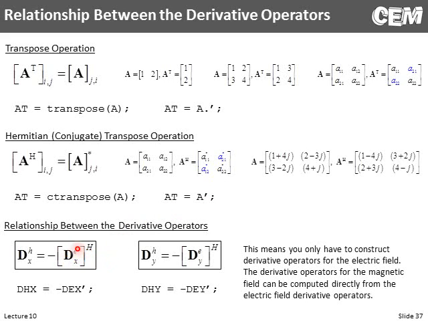So let's say we have the derivatives for the electric fields in the x direction. We will take the Hermitian transpose and make it negative. If we had the derivative for the electric fields in the y direction, we take the Hermitian transpose and make it negative. So the MATLAB commands for that are this. So in 2 lines of code, once we have the derivative operators constructed for the electric fields, now we have the derivative operators for the magnetic fields. That's very, very cool. It halves our work.